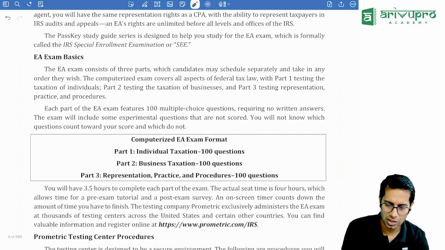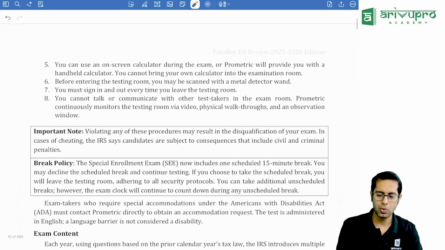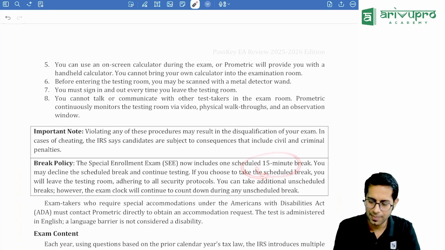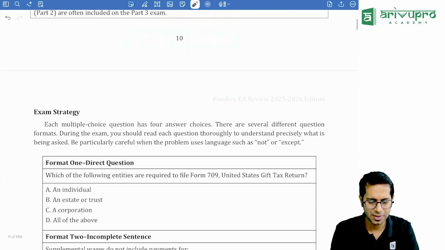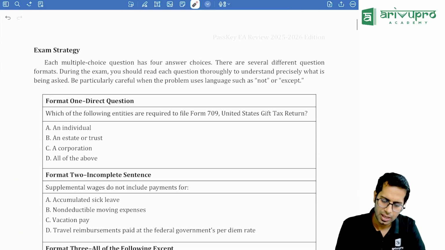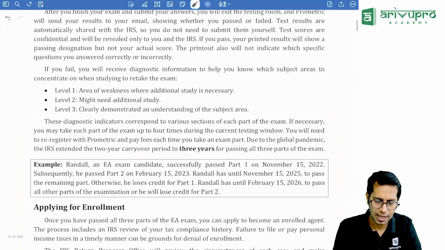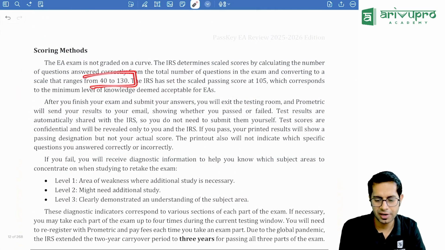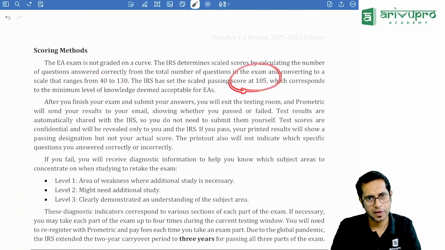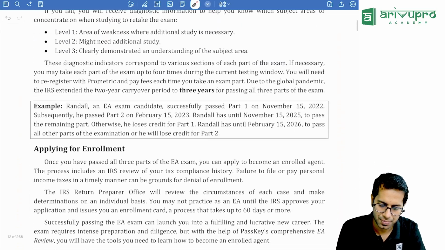You have to visit the testing center. Now, do I get a break, sir? Can I take a break? A 15 minute break will be given. What are the contents they are going to use in the examination, the stories they have given? Okay, we'll ignore this for the time being and see what the scoring method is. The scoring will range from 40 to 130. You should get a minimum of 105 for passing the examination.